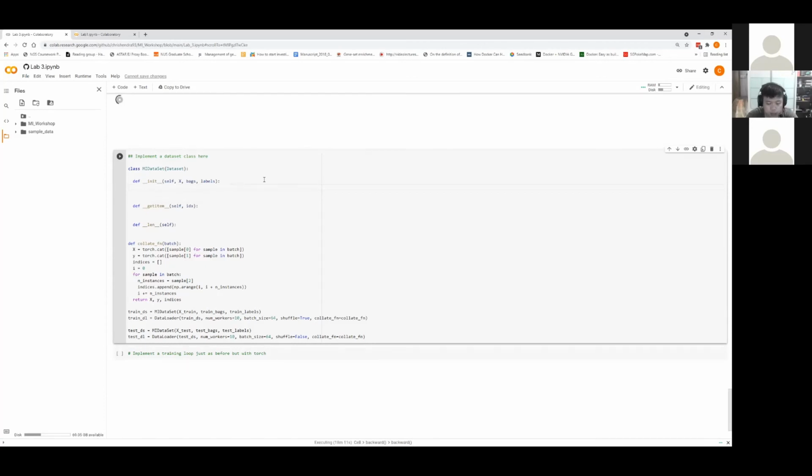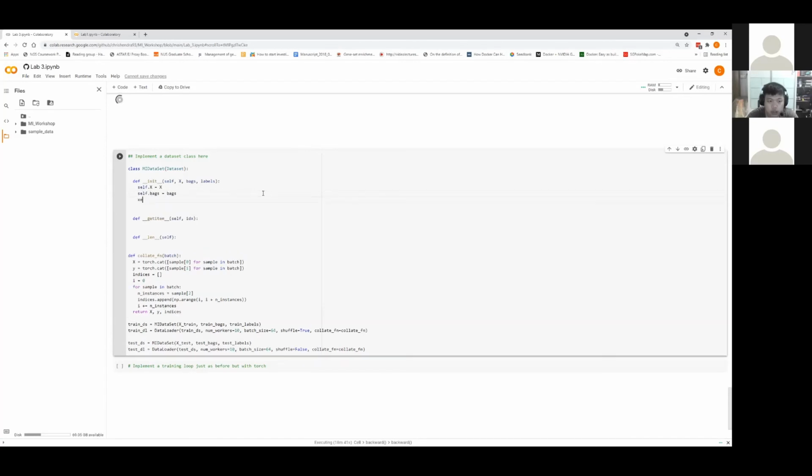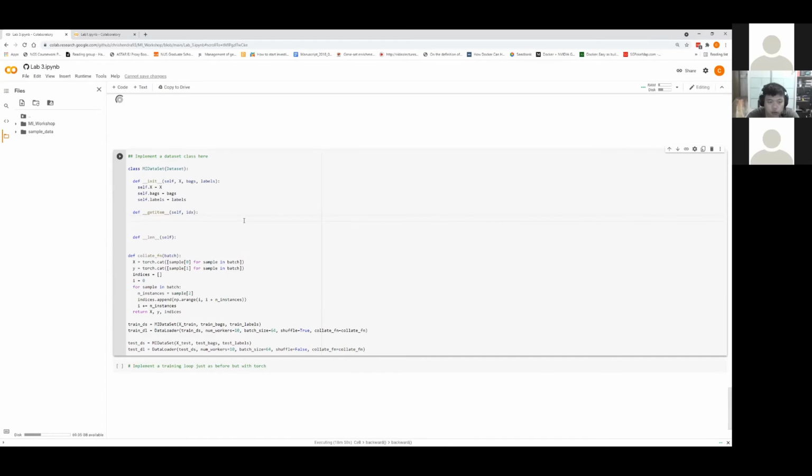But the data set, basically for multiple instance learning, you need to be able to, each time, output all the instances in a bag. So first, we need to save within our data set the instances that we're going to use. So let's make this data set take in 3 arguments: the instances, the bags, and the labels. And let's just save all the information in our data set. Then you need to define what is termed the get item method.